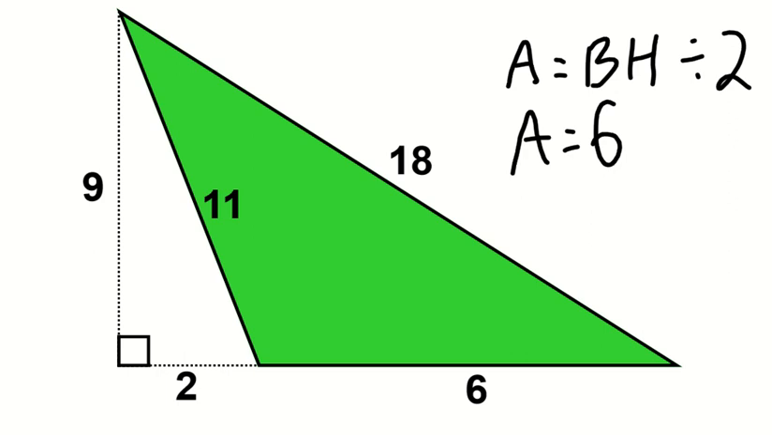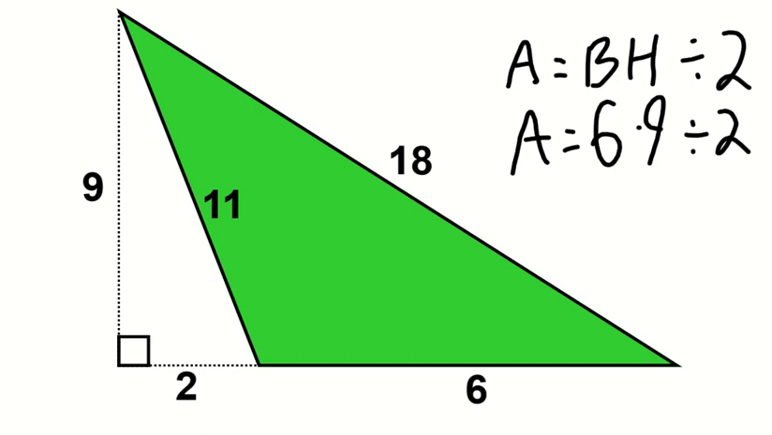It's not part of the actual triangle. It's like that extra space just to make it so we can have that right angle. So we don't use that 2. What's my height? 9, because it has to be the right angle. And we're dividing by 2.